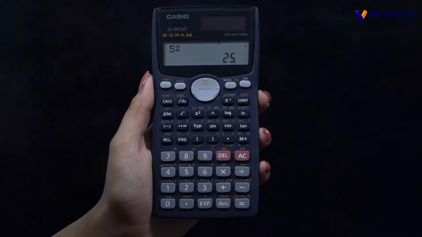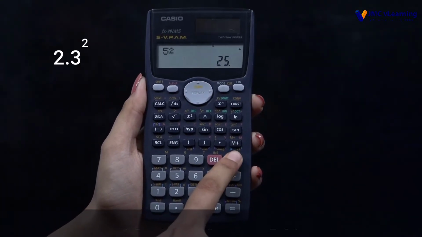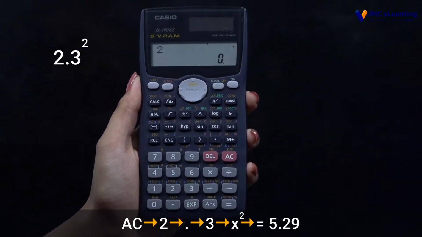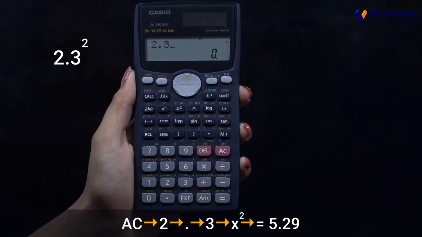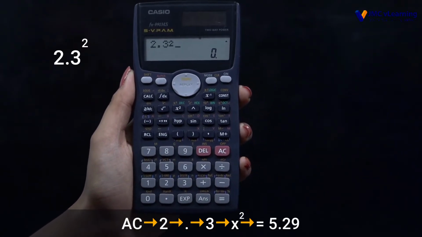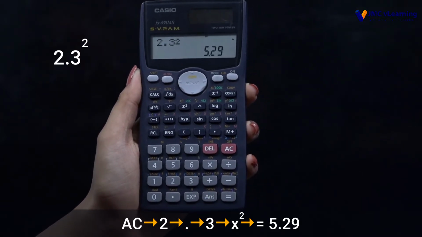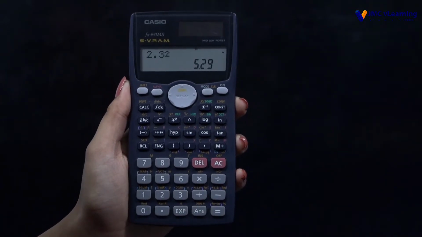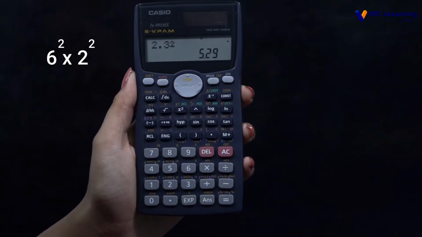The next question is 2.3 squared. First you have to press the AC on key, then 2, then the decimal point, next 3. You have to take the square of this number. Let's press the x squared key. Let's press the result key. The answer is 5.29.